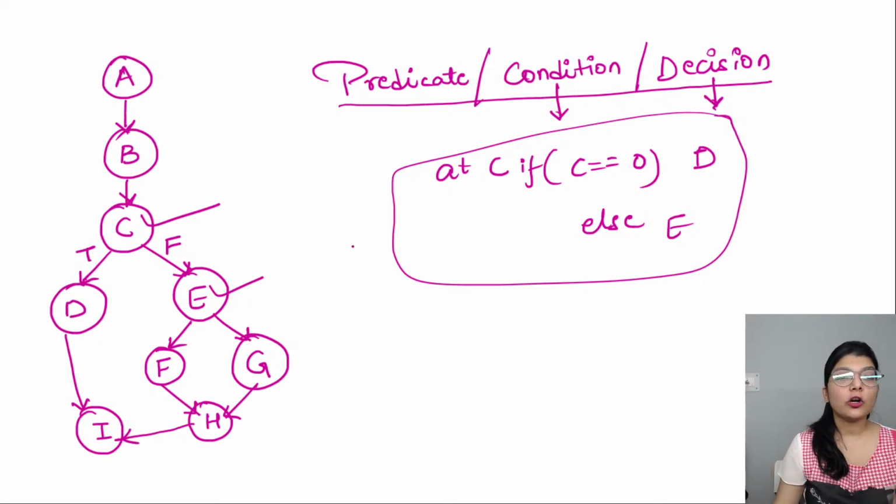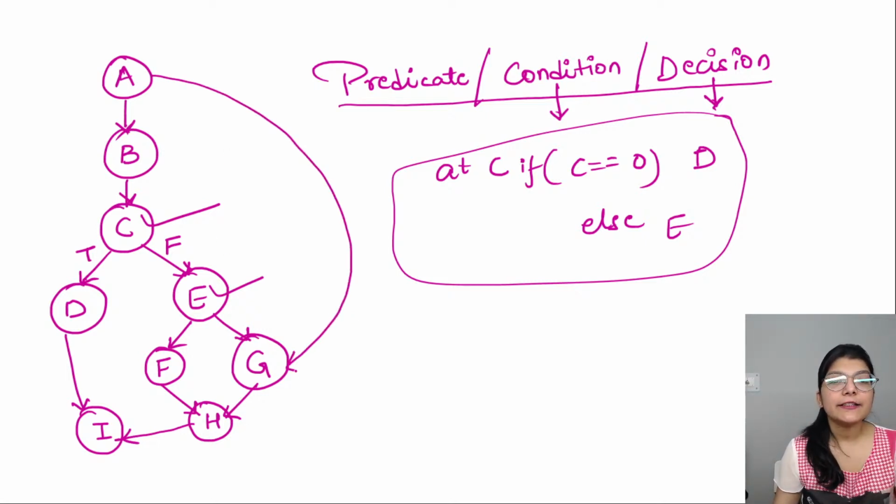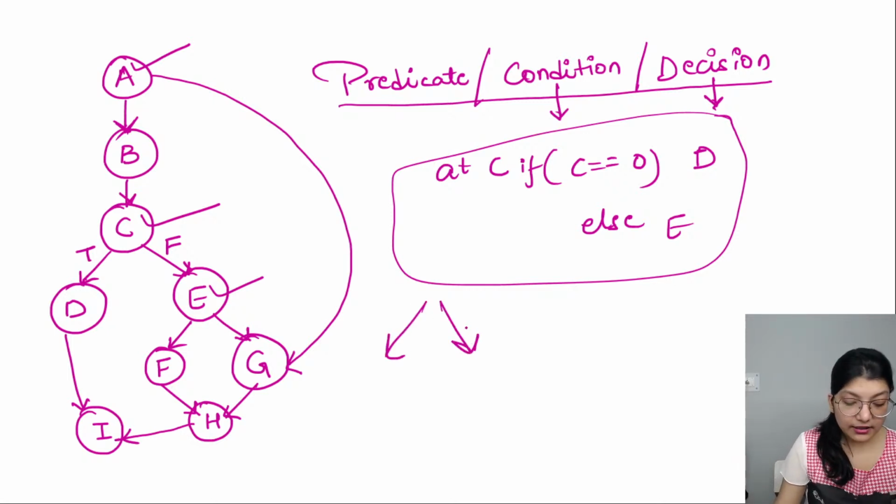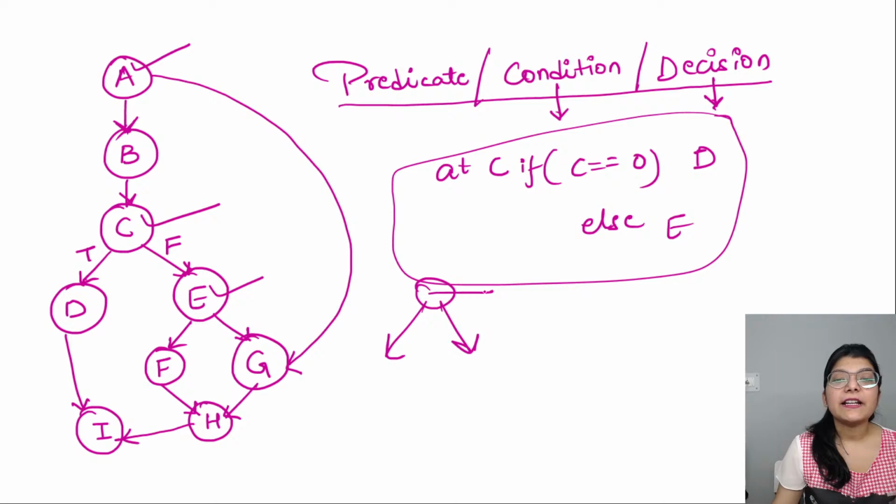So if I have more than 1 path to follow from any node, that is, I have to make a decision. Here C and E, two predicate nodes are there because I have two options. Now if I would have made a node like this, A to G, then A also would have been a predicate node because A was also having two options, either to go to B or to go to G. So any node that is having more than one path, then that node becomes your predicate or your condition or your decision node.